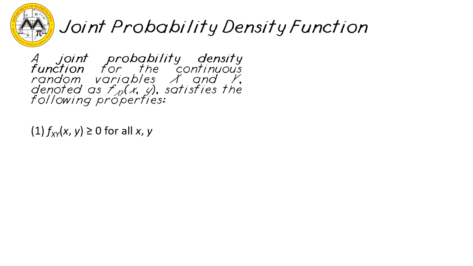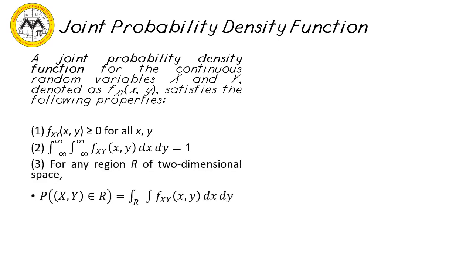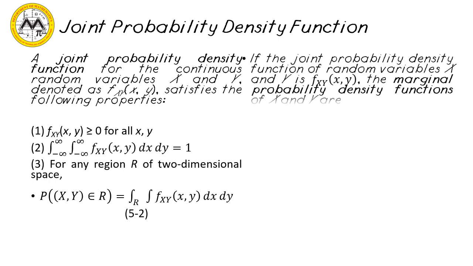The density function is always positive for all x's and y's. The integral of the function wherever it is defined is equal to 1. And for any region R of the two-dimensional space, for any points x and y which belong to the real number system, the integral of f of xy dx dy would be the probability being set forward.